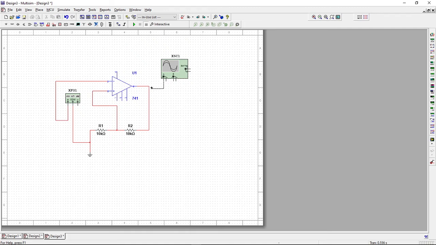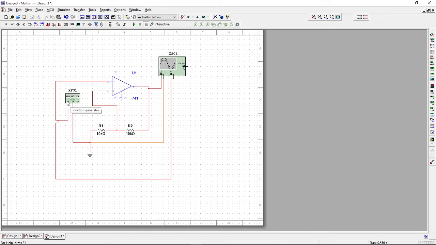The positive terminal of channel A is connected to the sixth pin, and the negative terminal is grounded. Now I can see the square wave output here. For the sine wave input, I am giving the second channel to the input terminals. That means the positive terminal of the second channel is connected to the positive terminal of the function generator.